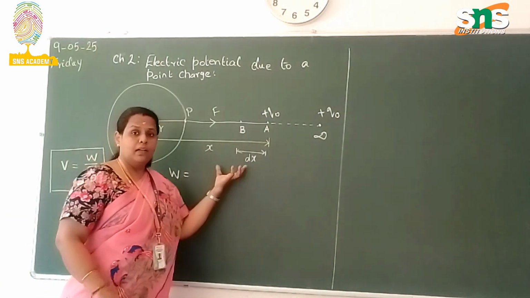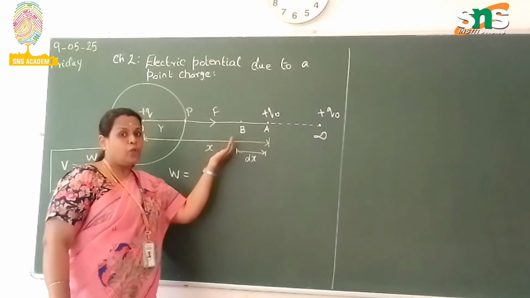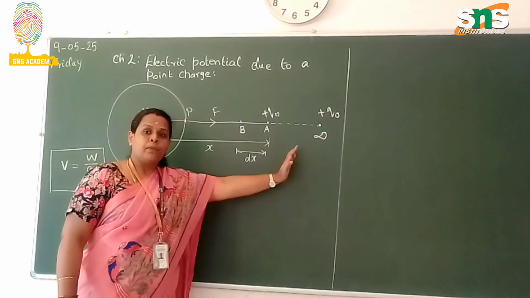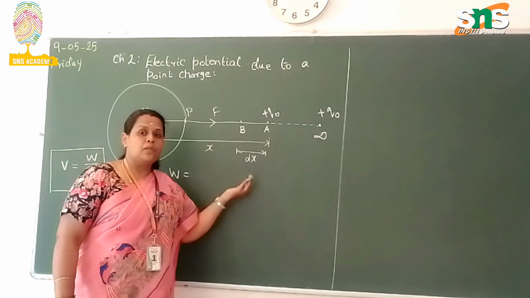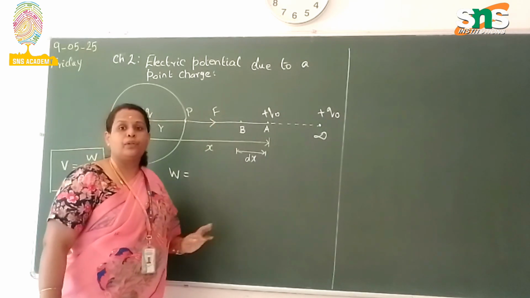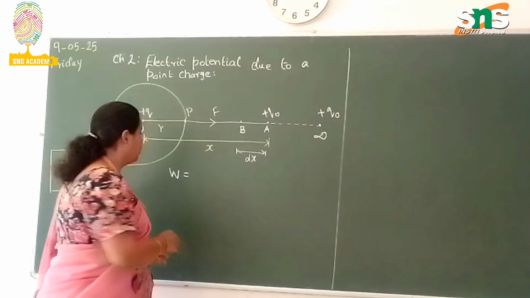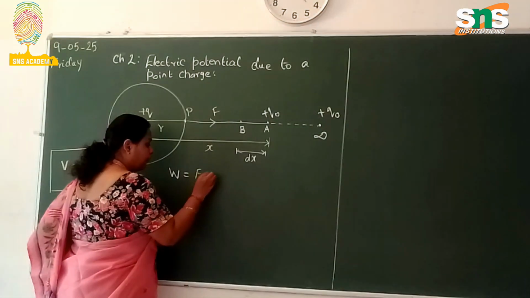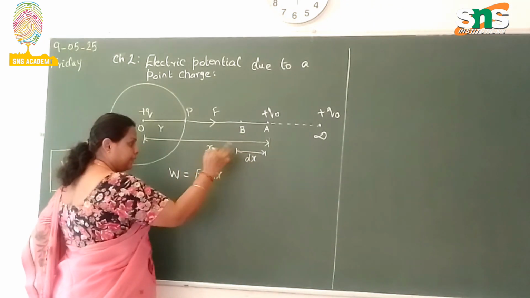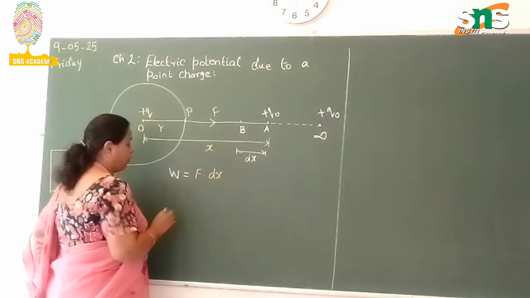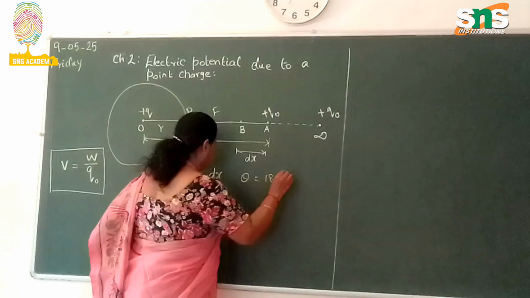So I am doing some work in bringing the unit positive test charge from A to B. The force is acting to my right, and I am bringing the test charge from right to left. If you see, the work done is opposite to this force. The direction of work done is opposite to the direction of force. So W is equal to F into dx, that is our common formula. Since here work is done opposite to the direction of force, theta is equal to 180 degrees.